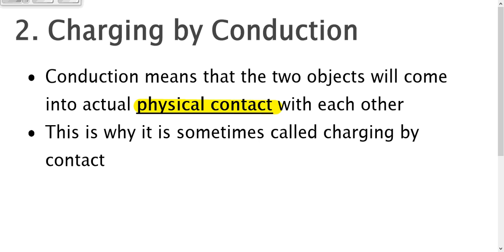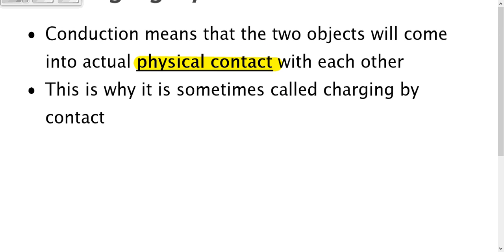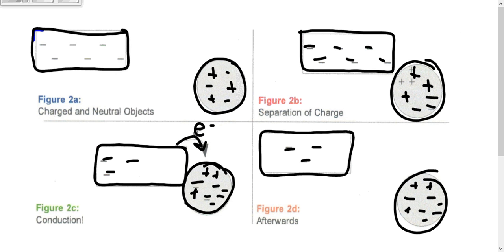Charging by conduction means that the two objects will come into actual physical contact with each other, and this is sometimes why it's called charging by contact. So here we have some different diagrams, and I've gone over them in pen just because they're a little bit light to show up. Hopefully they're better in your handout.